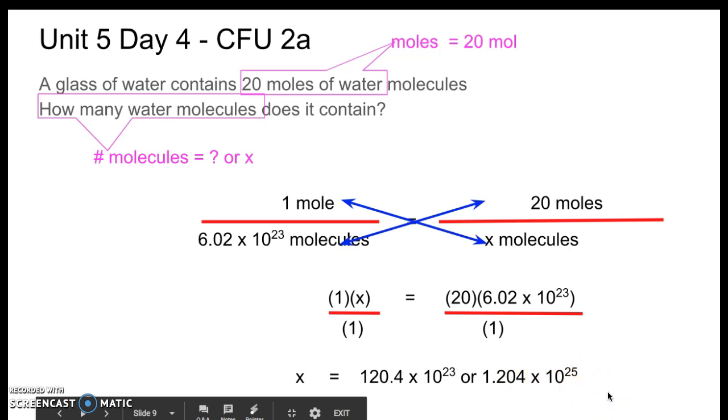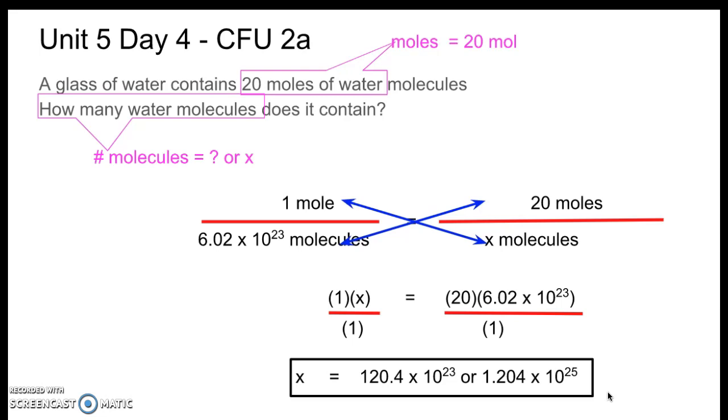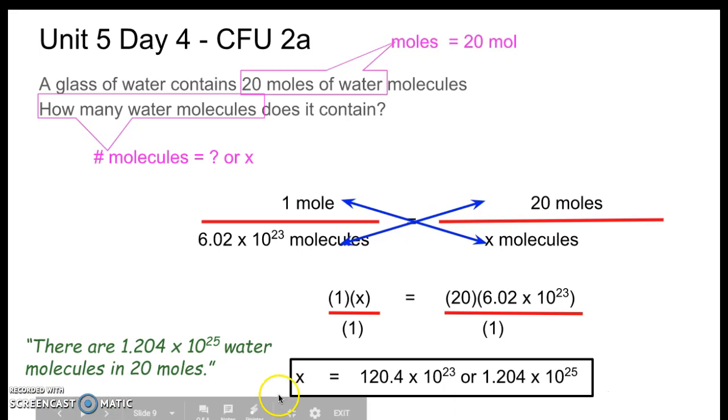It's important to note that if you don't know how to do scientific notation, you should go back to that video, because this may seem confusing otherwise. So that homework assignment on scientific notation is super helpful here. All right, and finishing off this problem, we would say that there are 1.204 times 10 to the 25 water molecules in 20 moles, since we're answering this question.